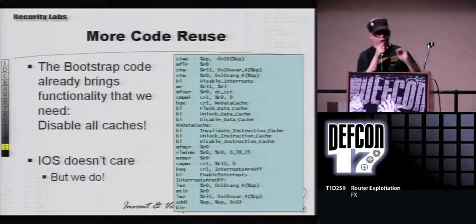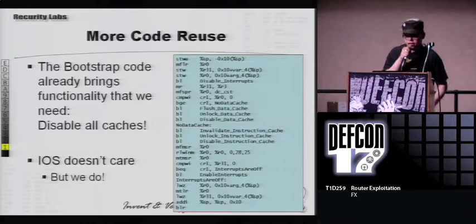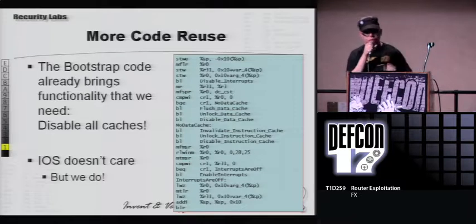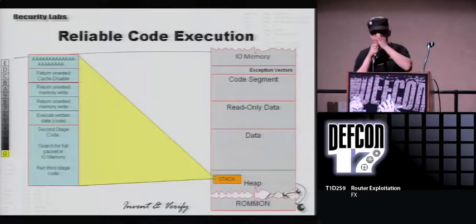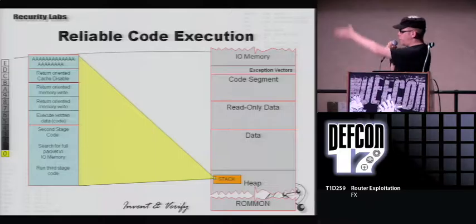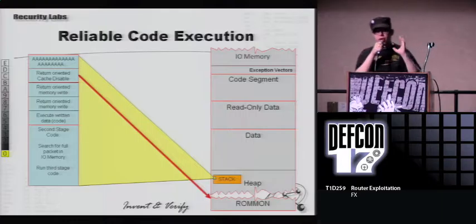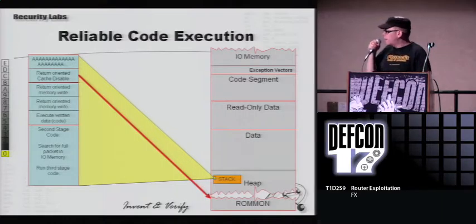Cisco needs to disable the caches when they actually load up iOS. So there's an entire function dedicated to that, which we can jump to, of course, and return-oriented programming uses that one as well. So we're putting it all together. We have the buffer overflow. We use the return-oriented method to actually disable the cache by calling code in ROMMon.